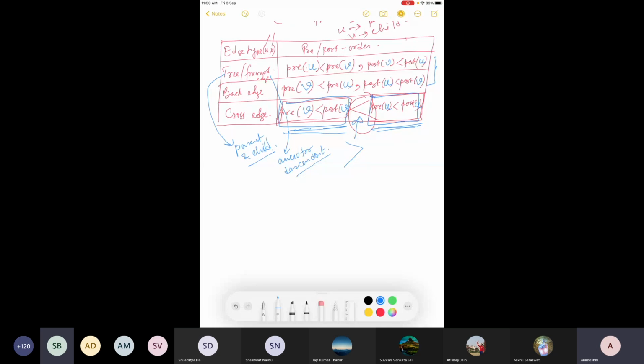Yes, the ancestor and descendant for a tree is like descendant is present in the subtree of ancestor, right? Yes. That is, some of its DFS visit has called the next node. So basically, DFS visit of U has called DFS visit of V, and DFS visit of V has called DFS visit of W. Then W is a descendant of U. Okay, sir.